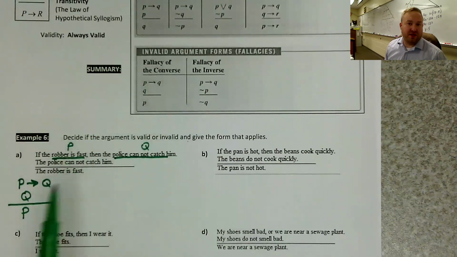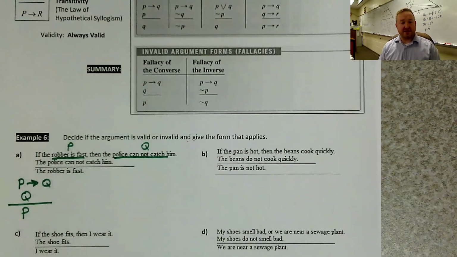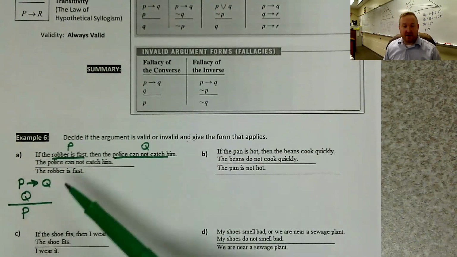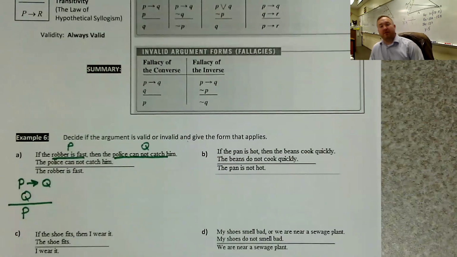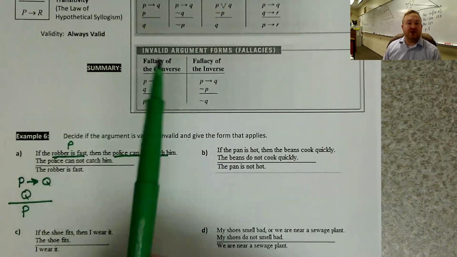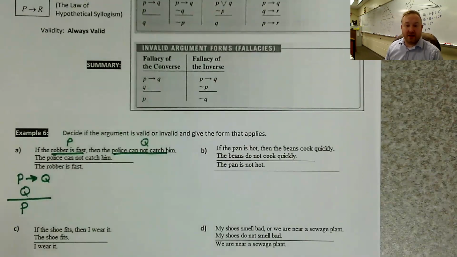You can also just kind of think about this argument and realize that it's invalid. If the robber is fast, then the police cannot catch him. Premise 2, the police cannot catch him. Well, the only conclusion is not that he's fast. Maybe the police are just bad at chasing people, right? Like there's other things that could be going on there. So it's pretty easy to be able to see that that's an invalid argument, but you need to be able to represent it symbolically, and you need to know that it's called the fallacy of the converse.